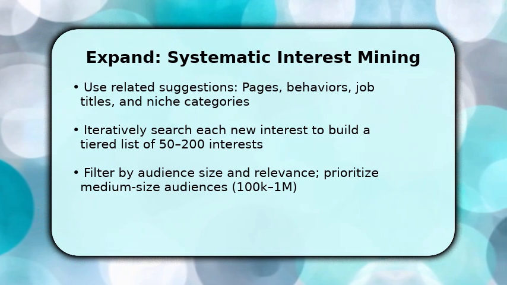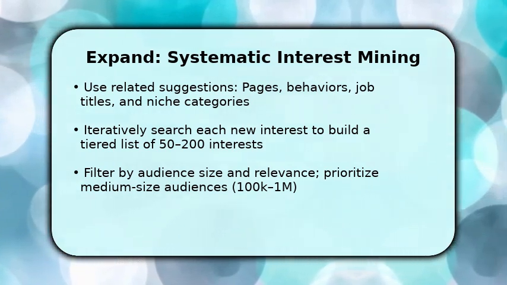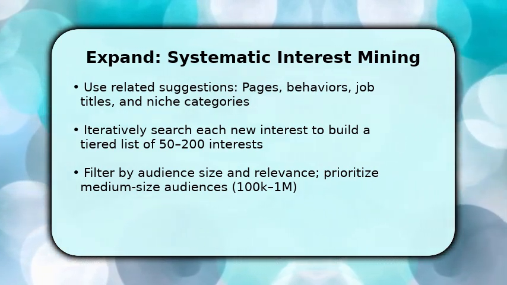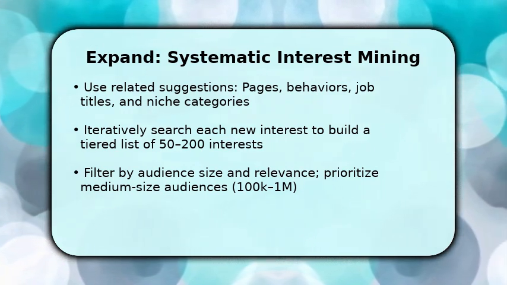Make sure to check audience size and overlap. Prioritize medium-sized groups between 100,000 and 1 million to balance reach and specificity. Keep notes on why each interest maps to your customer profile so you can prune later.